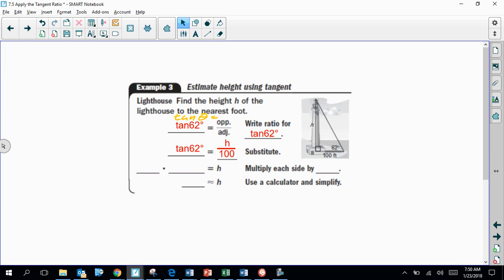Either way, we wind up with tangent of 62 is equal to the height over 100, because 100 is the adjacent side. Again, just like in the last example, the 100 is in the denominator of a fraction, and we have to get rid of it from the right side of the equation. Because it's in the bottom part of the fraction, we multiply both sides by 100, and I get 100 multiplied by the tangent of 62. And again, as long as your calculator is in degrees, you can just type 100 multiplied by tangent 62 and hit enter, and you get about 188 feet for the height of the figure. Okay.